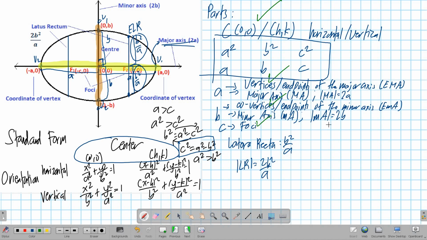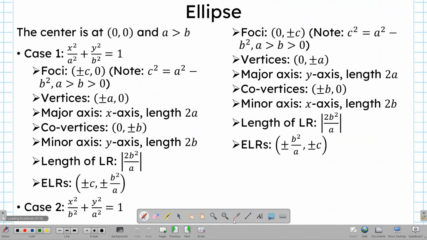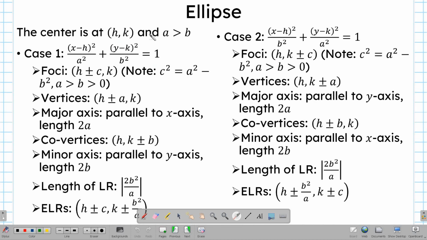So these are the parts that we usually get when we solve for the parts of the ellipse. Once again, we have these slides that would summarize those. This is the first slide where we have the case with center at (0, 0). This is a horizontally oriented ellipse. This is a vertically oriented ellipse. Then we would have the next if the center is at (h, k). These are the parts for the horizontally oriented ellipse with center at (h, k). This one is the vertically oriented ellipse with center at (h, k).